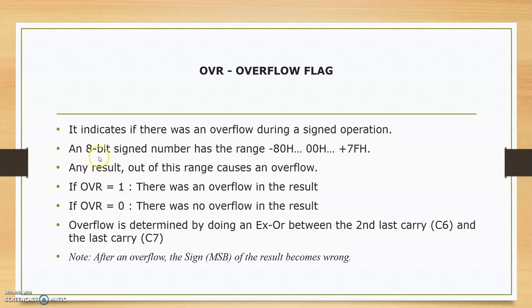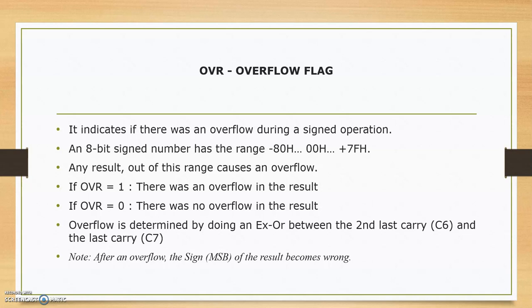So there is the overflow flag. It indicates if there was an overflow during a signed operation, and an 8-bit signed number has the range minus 80 hex to plus 7F hex. So any number out of this range, that is, if any number goes greater than 7F or less than minus 80, then an overflow will occur. So when an overflow occurs, the overflow flag will be set.